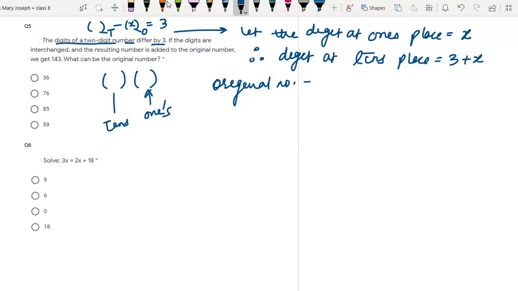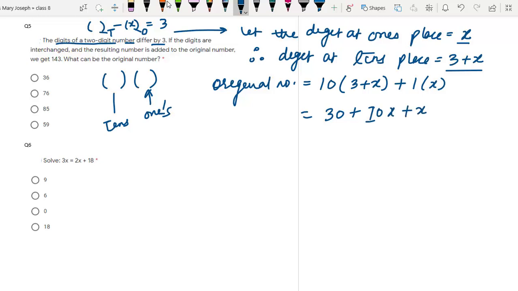Original number is given by the actual value of number. So we have got 10's place and 1's place. So what is the value of number? The value of digit at 10's place is given by 10 into the digit at 10's place, that is 3 plus x, and the digit at 1's place is x, so 1 into x, this is the original number. 10 3s are 30 plus 10x plus x. So finally it is 30 plus 11x. Now this is the original number.